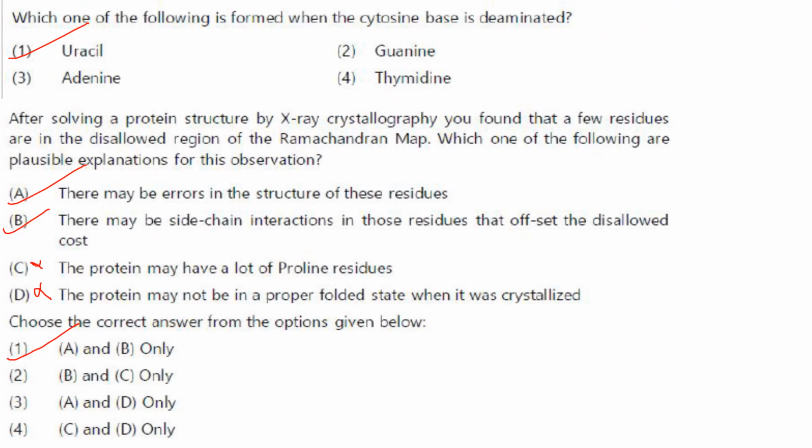Then next one. Which one of the following is formed when cytosine base is deaminated? So when cytosine is deaminated, you get uracil.